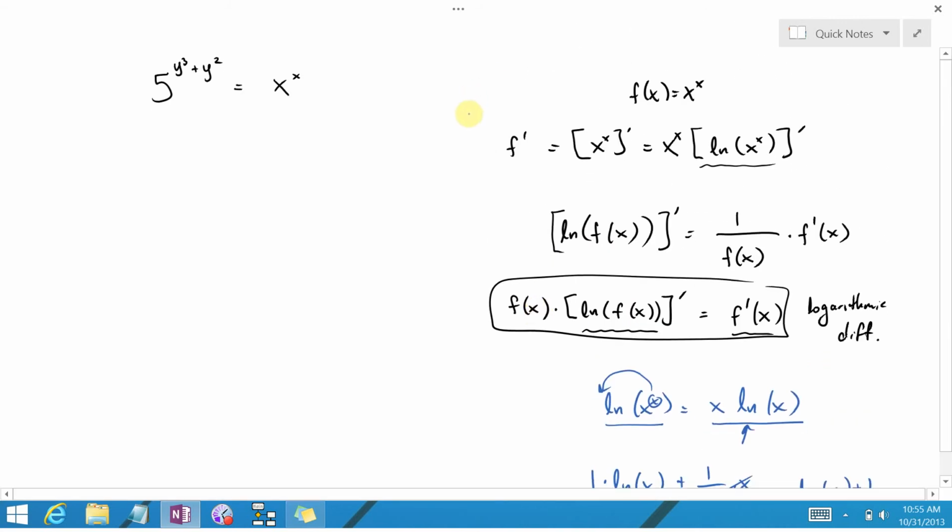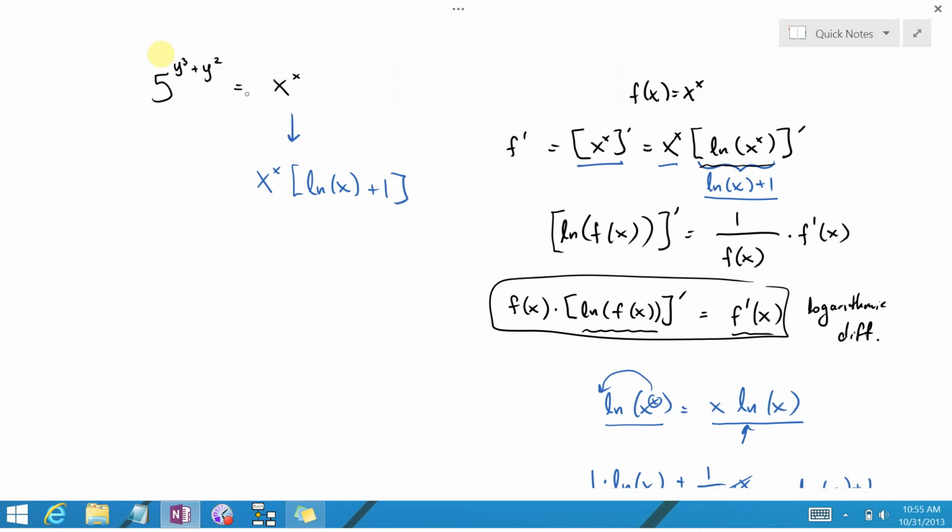So this thing here is actually, well, what we just figured out, ln of x plus 1. So the derivative of the right-hand side is x to the x times the quantity ln of x plus 1. So I'll write it here in blue. Its derivative becomes this.